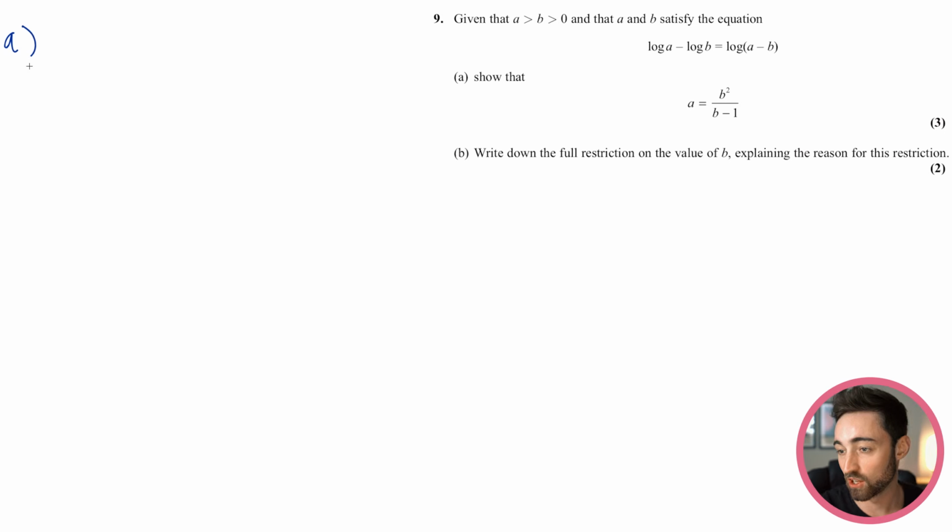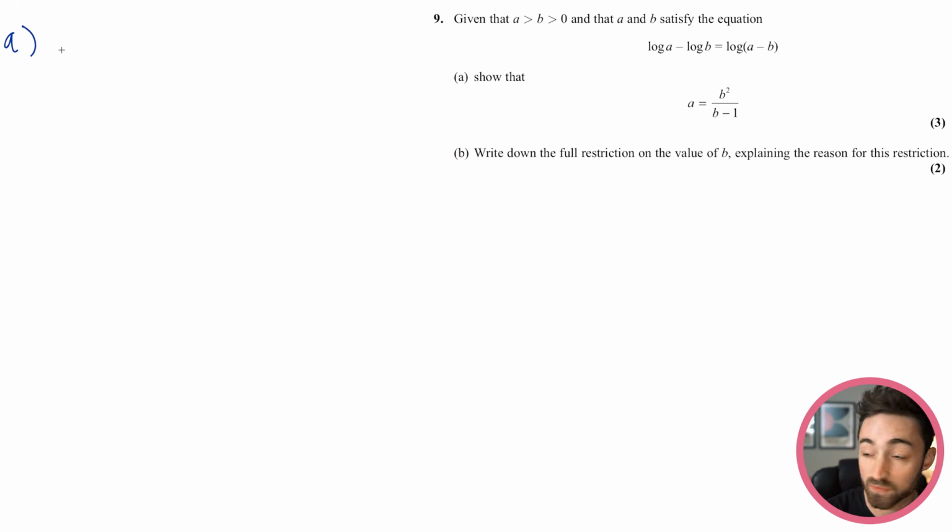Right, it looks like we've got a bit of logs. Log a minus log b equals log of a minus b. Show that a equals b squared over b minus 1. Okay, so the show that has no logs in it, right? So we know that our goal is just going to have to be get rid of the logs. If you ever want to get rid of logs, make sure to get a single log on each side. The left-hand side, as it stands, can't get rid of the logs. But if we get it into a single log, really easy.